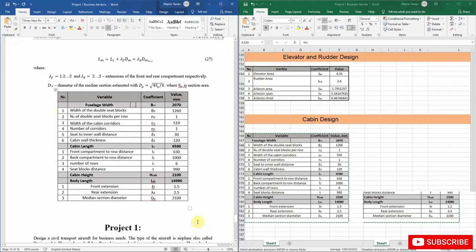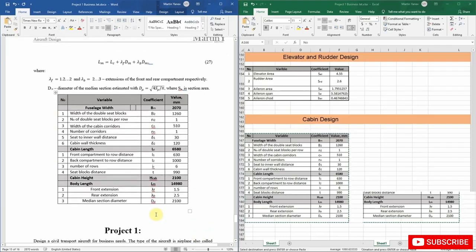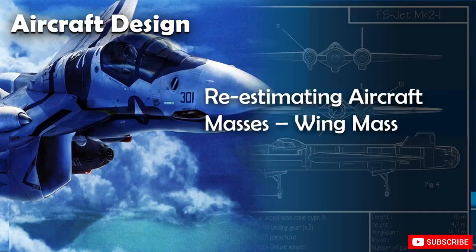So that was it, guys. This was the section for building your body by estimating the fuselage width, cabin length, cabin height, and body length. Okay, this is everything. Now you know all the dimensions of your aircraft, and the next thing that we're going to do is simply to estimate the masses of the aircraft and how they are going to be positioned. So thanks for watching, and I will see you in the next section.